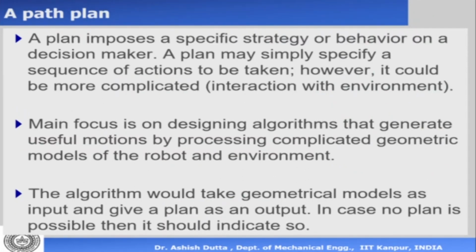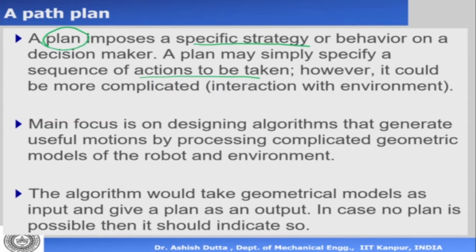Now, a plan imposes a specific strategy or behavior on a decision maker. Okay. So a plan may simply specify a sequence of actions to be taken. However, it could be more complicated. By definition of a plan, we mean it basically imposes a specific strategy or behavior on a decision maker. What is the strategy? Go towards the goal, move towards the goal, don't hit the obstacle. Or it may simply specify a sequence of actions.